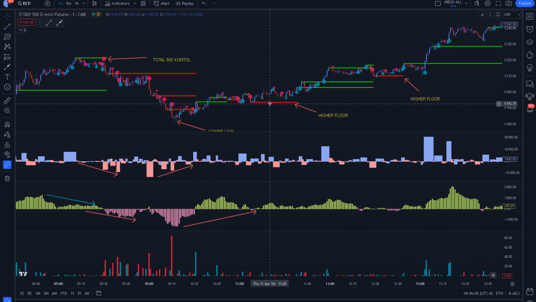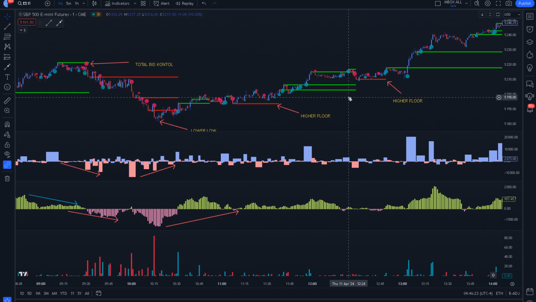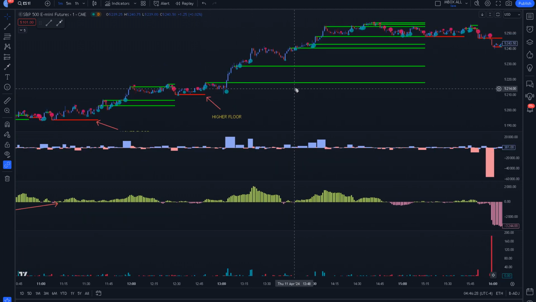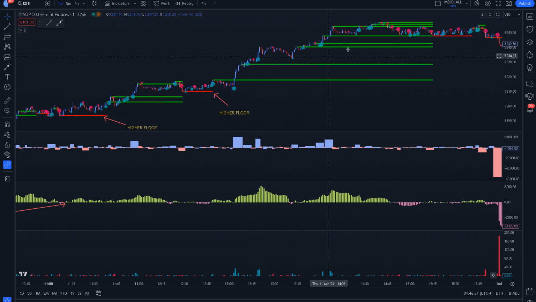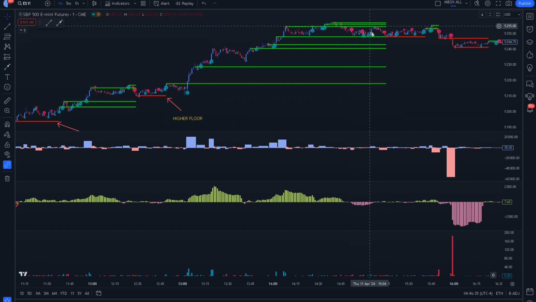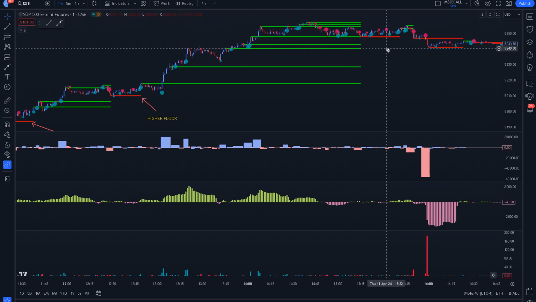So at that point, it's just a matter of timing your entries, and there's many ways you can do that based off of the control dots, based off of the floor and ceiling lines, based off of turning on the algos, just a lot of opportunity. And here we enter a sufficient uptrend going into the afternoon. And again, what do we see? We see a compression of these lines here, which suggests that the move could be over.